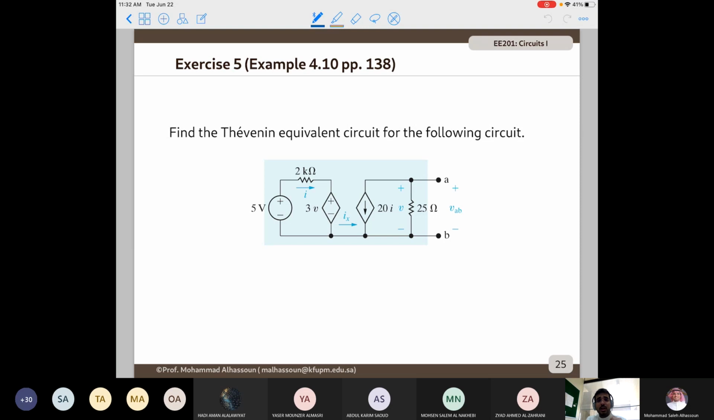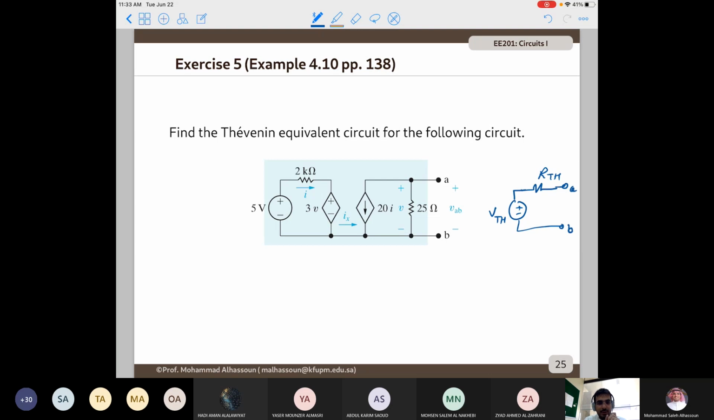The first thing you need to ask yourself is: I'm asked to find the Thevenin equivalent circuit, so what will be the ultimate goal? The ultimate goal is to draw the circuit as a representation between A and B, something like this: V Thevenin, R Thevenin. This is A, this is B. Finding V Thevenin is going to be the same, whether we have a dependent source or not. Finding R Thevenin depends on whether we have a dependent source or not.